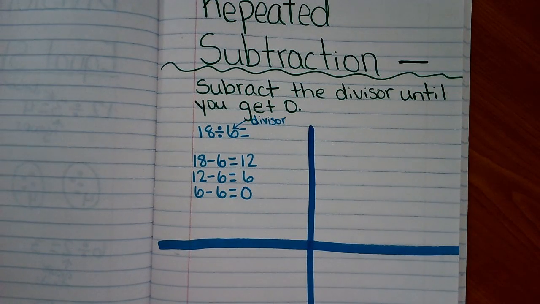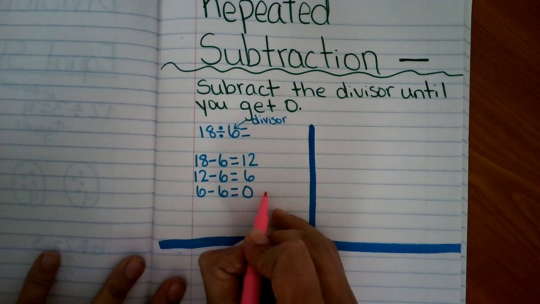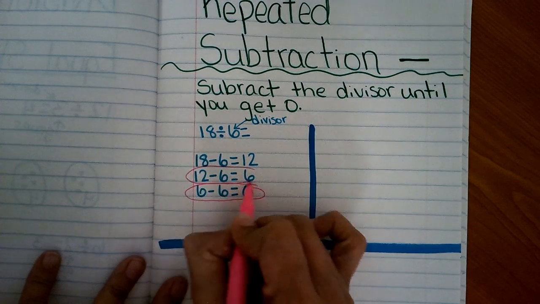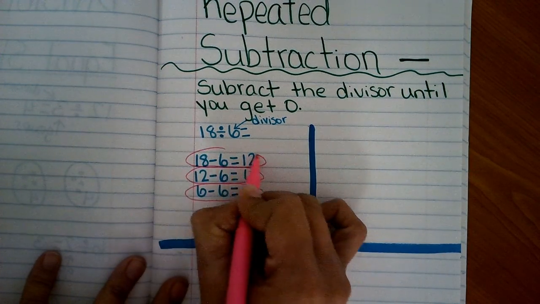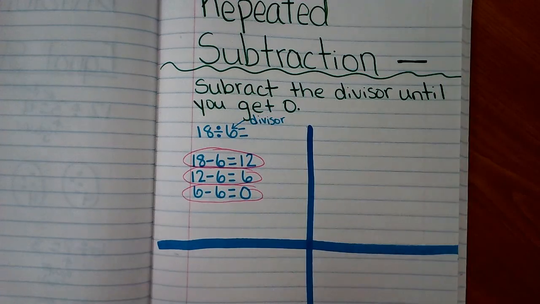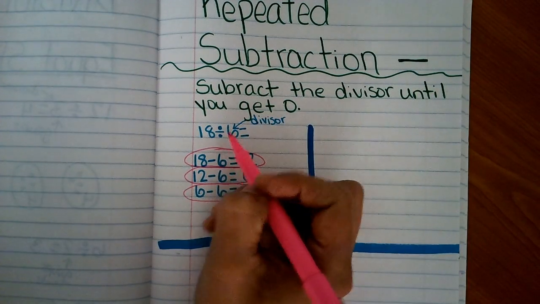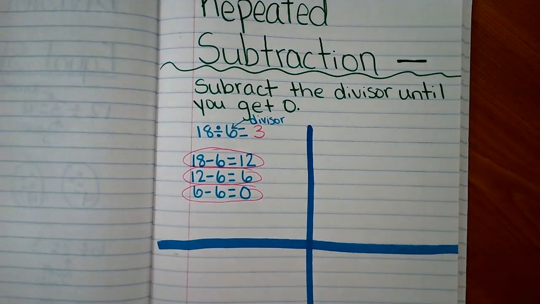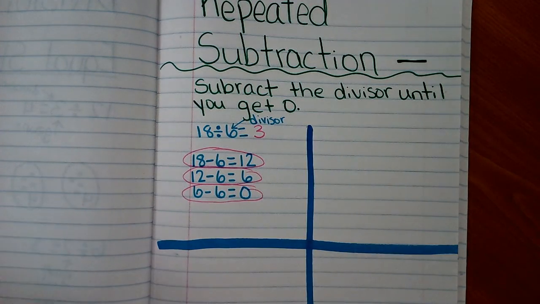Now, after you have done that, then you go back and count. How many times did you subtract? Well, let's count. 1, 2, 3. I subtracted 3 times. So 18 divided by 6 is 3. Okay, that's one strategy to solve a division problem. Okay, let's do another one.